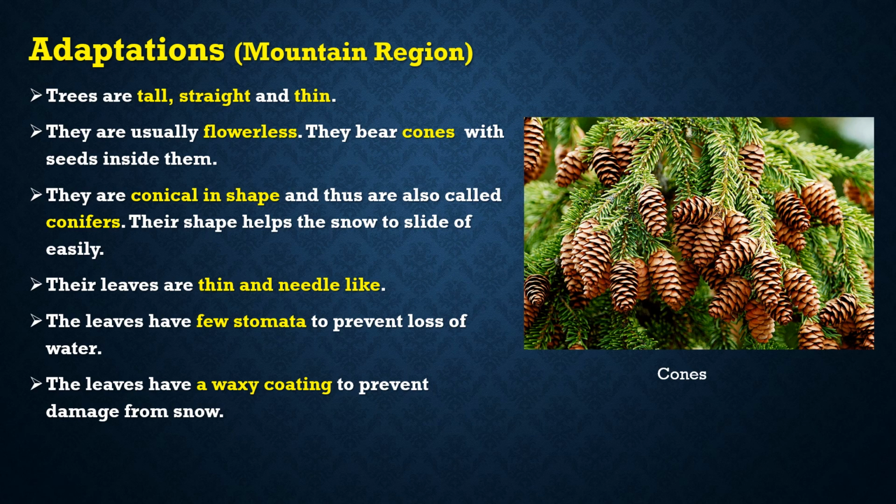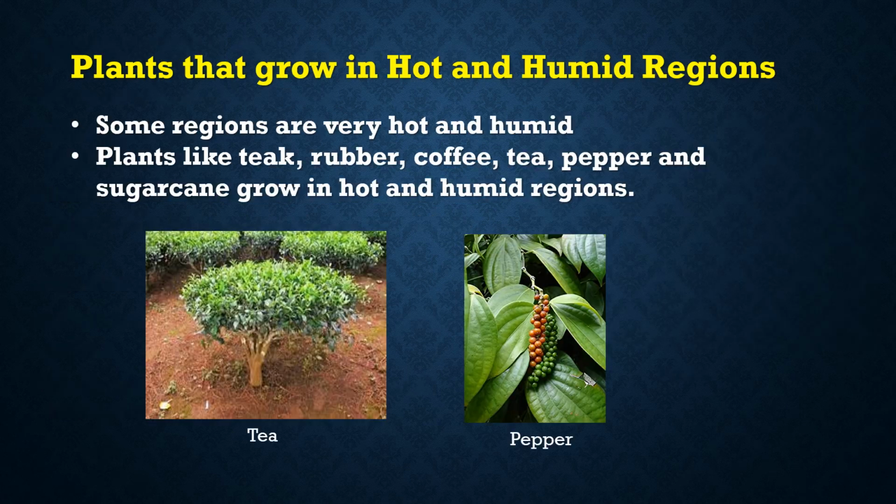Trees are tall, straight, and thin. They are usually flowerless. They bear cones with seeds inside them. They are conical in shape and thus are also called conifers. Their shape helps the snow to slide off easily. Their leaves are thin and needle-like. The leaves have few stomata to prevent loss of water. Their leaves have a waxy coating to prevent damage from snow.